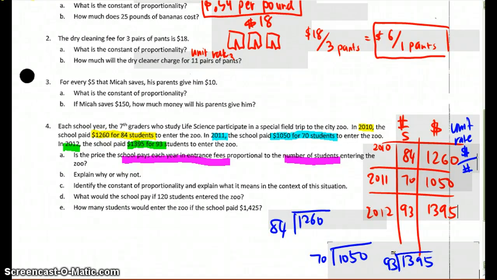Pause the video if you are just doing that division for the first time and see what you get. Are you going to get the same amount per student, or are you going to get different amounts? If you get different amounts, then it's not going to be proportional. If it's the same, you will have a proportional relationship. So in A, the answer actually turns out to be yes, and go ahead and give your own explanation there and complete the rest of the worksheet by yourself.